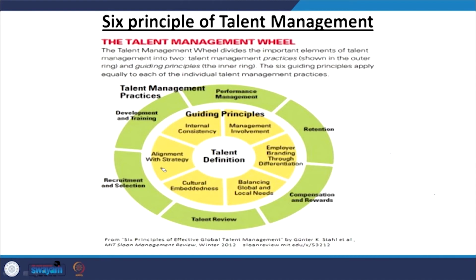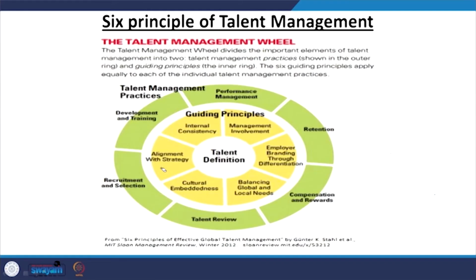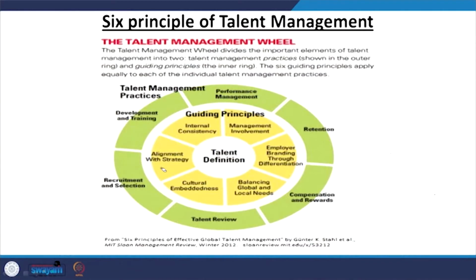So we have to see that if somebody has been posted in another country for a job, then his needs are also to be satisfied. Those will be different needs, of financial conditions and all. Then the cultural embeddedness principle and alignment with the strategy. So these are the principles in the inner circle, and in the outer circle are recruitment, selection, development, training, performance management, retention, compensation and talent review. These are the practices.